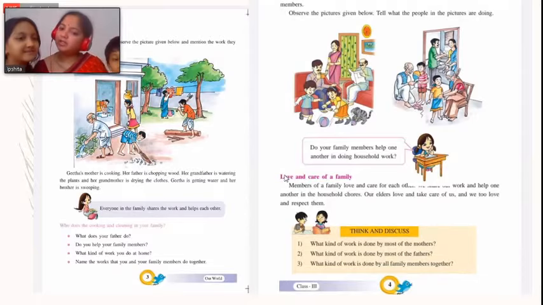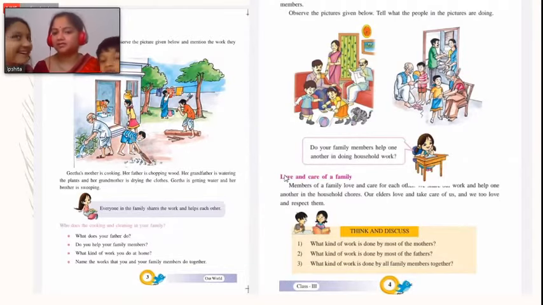Now, is it possible that mama is cutting wood and father is cooking? No. Why is it not possible? Because I don't know. Why? Father also has hands, no? Father can also cook. Mama also has hands. She can also. Why only mothers cook and fathers cut? It is possible. It is possible, okay.